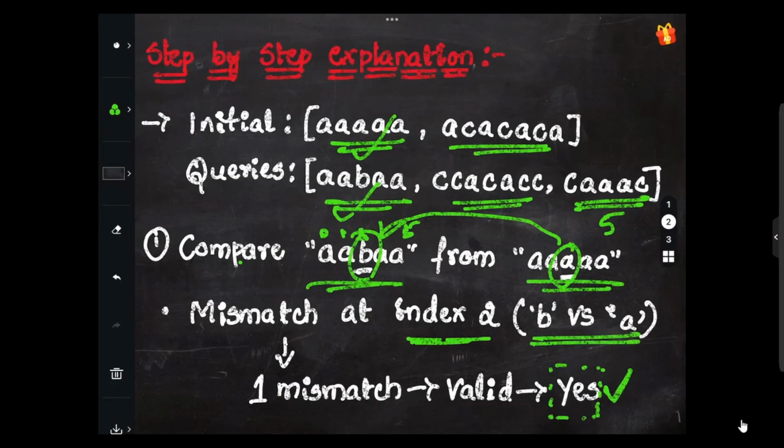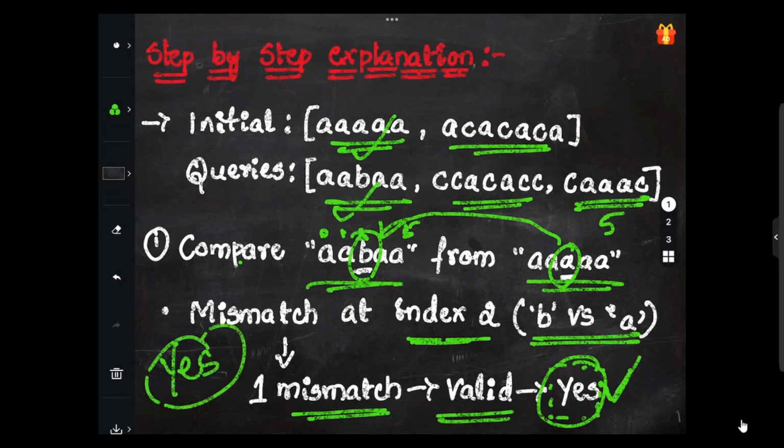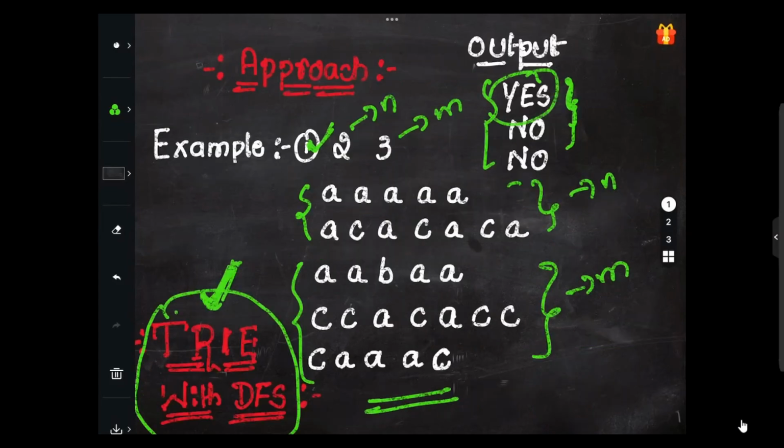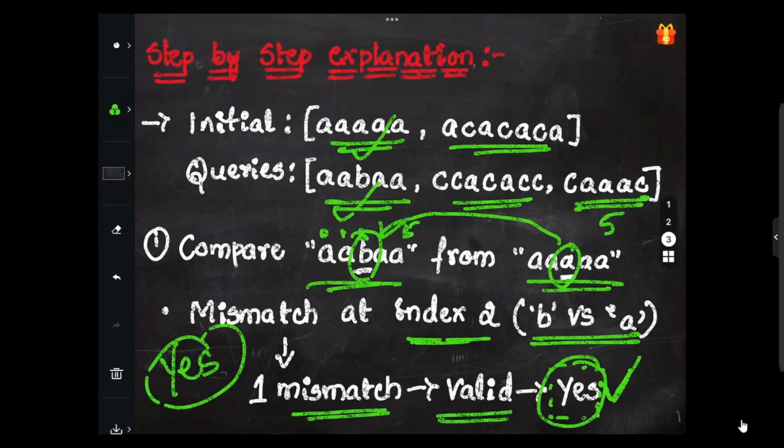So B versus A we will be checking. Only one mismatch is found, so this is valid, and we are going with S here. So in this case the first output that we got is S, right? So this works correctly. Next let's move on with the second one quickly.